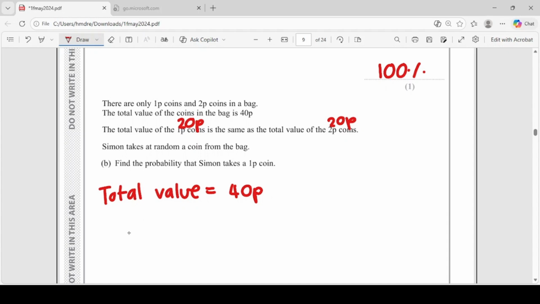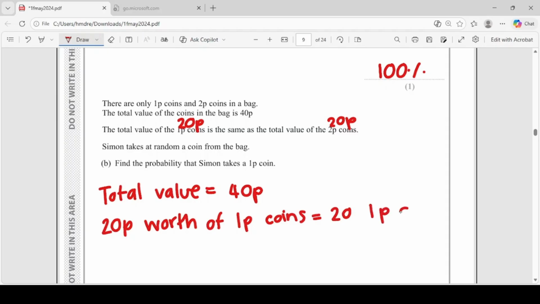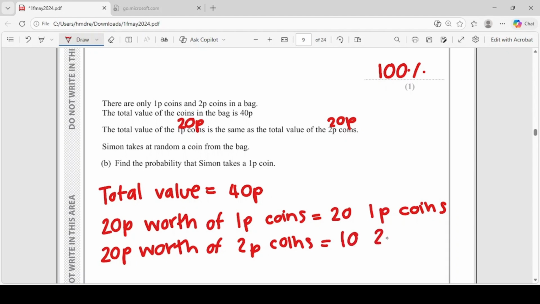Now we just need to work out how many coins that means. So 20p worth of 1p coins, that is obviously just going to be 20 coins. So 20 1p coins would make 20p. And 20p worth of 2p coins, that is going to be 10 2p coins.